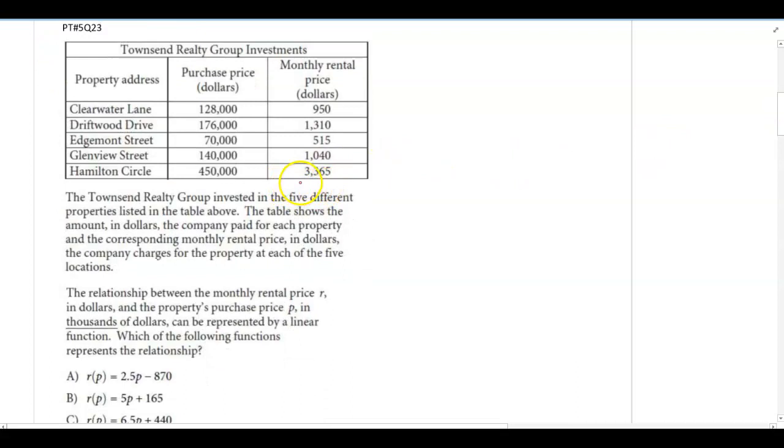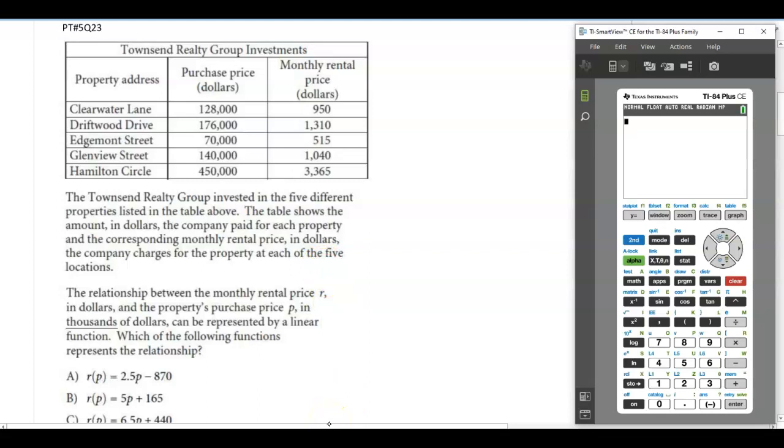Okay, now this one is a pretty difficult problem, and there's one feature that you guys probably have not done a lot of, if at all, and that's a linear regression model. This is one, if you practice on the calculator and you understand it, it should be pretty reasonable. So first, it says the Townsend Realty Group invested in 5 different properties listed in the table above. The table shows the amount in dollars the company paid for each property and the corresponding monthly rental price in dollars. The company charges for the property at each of the 5 locations.